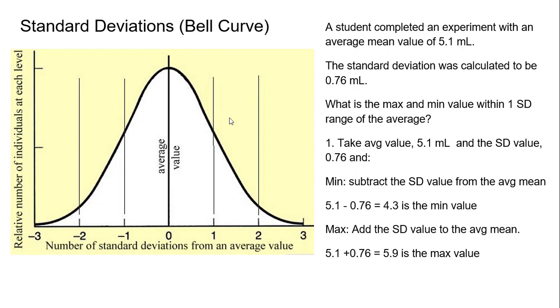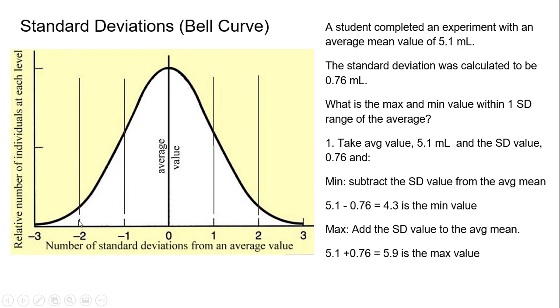So here's a problem you may get, something very similar to this. A student completed an experiment with an average mean of 5.1. That's what we used in our experiment. They're giving you the standard deviation of 0.76 mils. It's asking for the max and min range within 1. So this is a 1 and this is a negative 1. So they are asking for something that's based here and not with a 2.